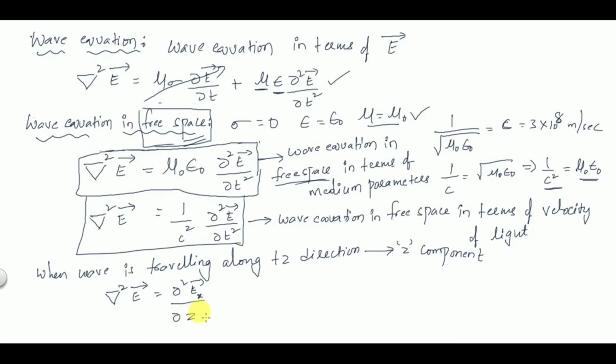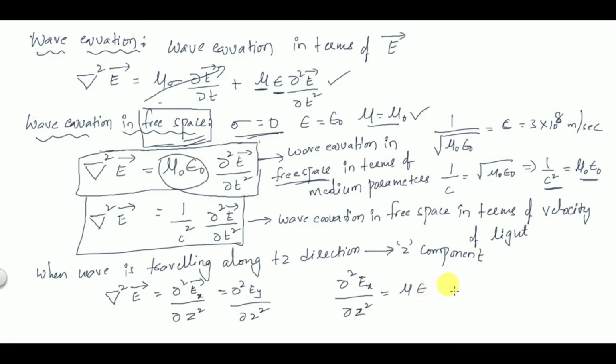This is ∂²Ex/∂z². If we have the x component, it can be written as ∂²Ey/∂z² only. So you can write any variable. So ∂²Ex/∂z² equals mu into epsilon, for any medium. Mu naught epsilon is for free space. For any lossless medium, sigma is equal to 0.